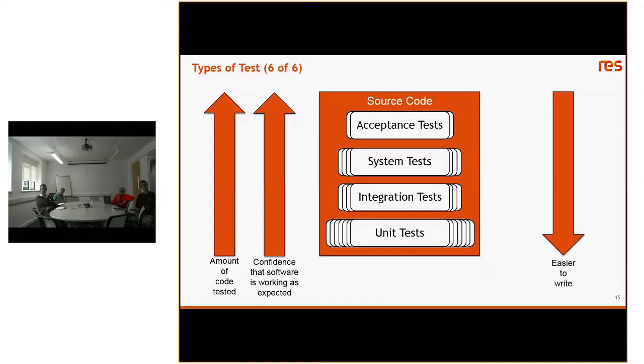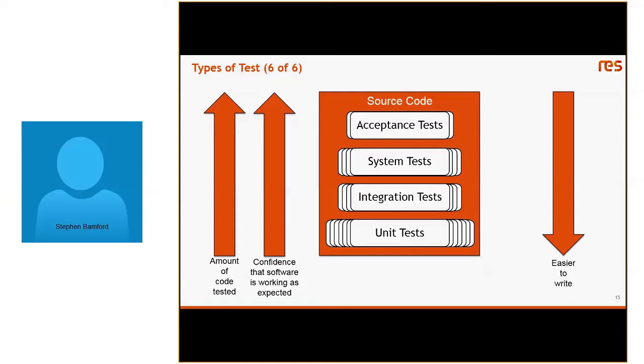However, there's a flip side to this. The tests that are the most difficult to write are also the ones that give you the most confidence that the software is working. So if an acceptance test is working, you know that your end-to-end software is doing what you expect it to. And that's very important, and is the main reason why we have acceptance tests.